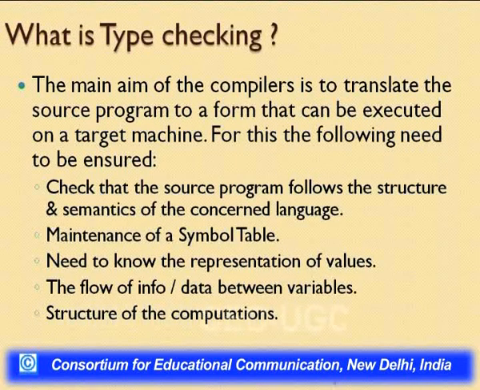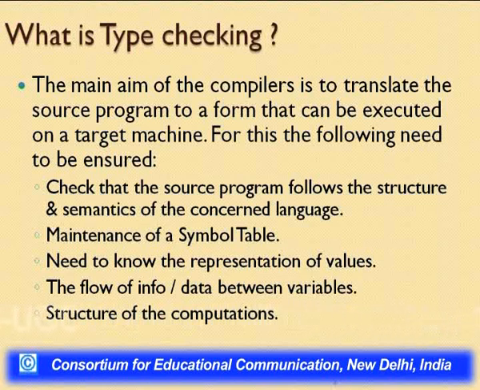Okay, so the big question comes up: what is type checking? The main aim of a compiler is to translate the source program to a form that can be executed on a target machine, which we have done in the past lectures. For this, we need to ensure the following things. We have done lexical analysis, the analysis of each component that we find in a source program in terms of the lexeme and their hierarchy, and now we are talking about the meaning of these components. So these are the things we need to ensure before we move into the task of translation. Check that the source program follows the structure and semantics of the concerned language.